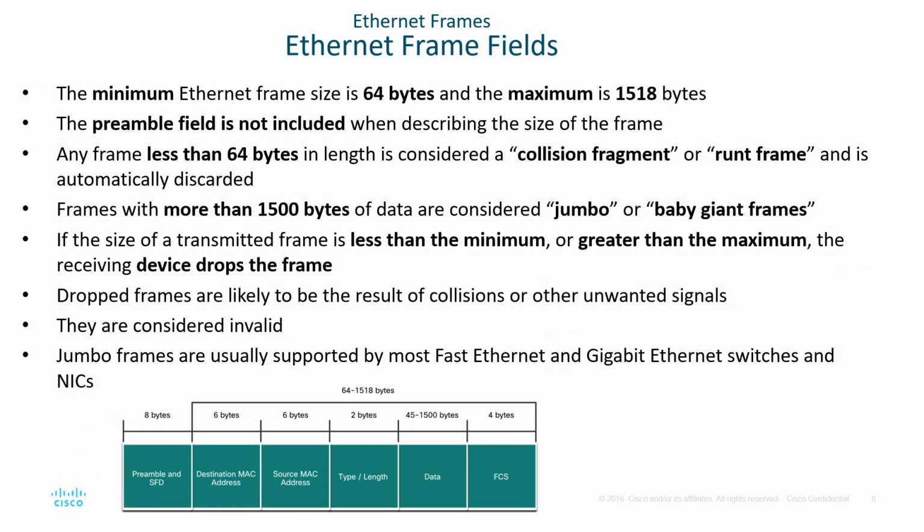Now, within your frame fields, there are parameters that you need to be familiar with. So you need to get a good understanding of these terminologies on this slide itself. The minimum Ethernet frame size is 64 bytes. So that means if a frame is at least 64 bytes large, it is considered valid. So it would be processed. The maximum is 1518 bytes.